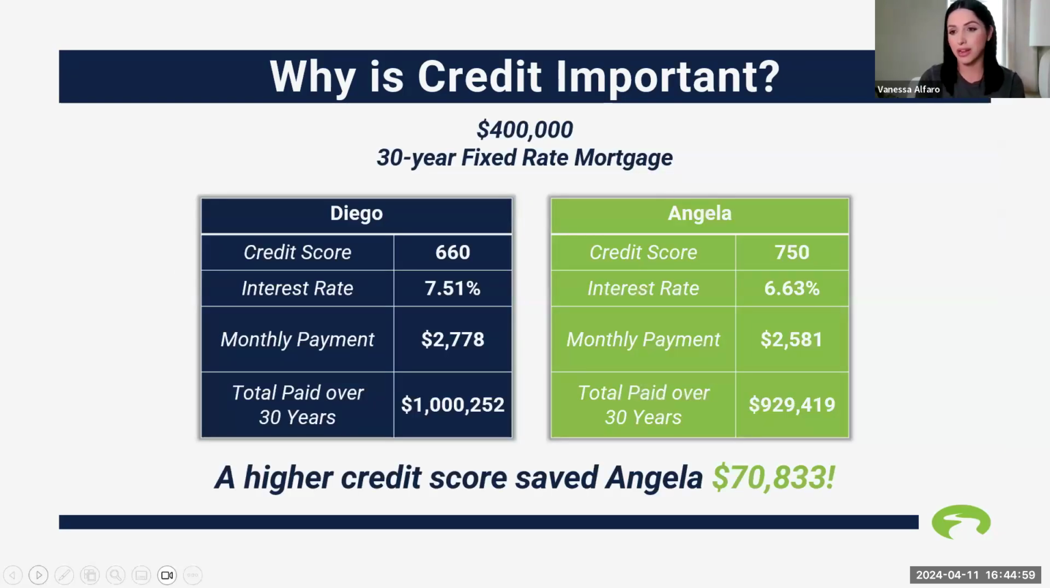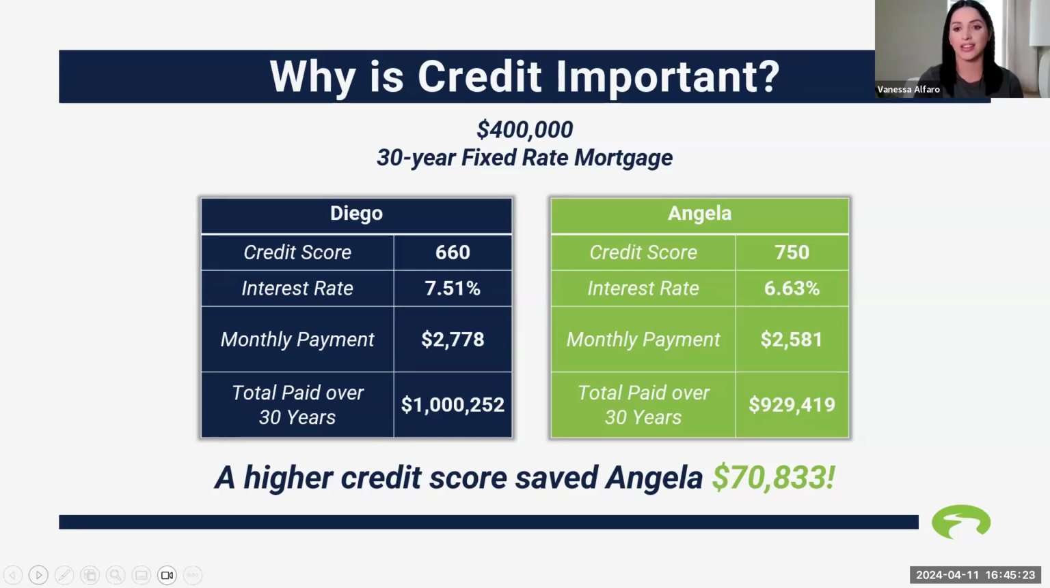So in this example, I mentioned a few seconds ago that just because you have less than excellent or perfect credit doesn't mean that you don't qualify. You could absolutely qualify for a mortgage with a less favorable or lower score, but it just might mean you're going to pay more in the long run. So I have an example here to go over where we have Angela and Diego.